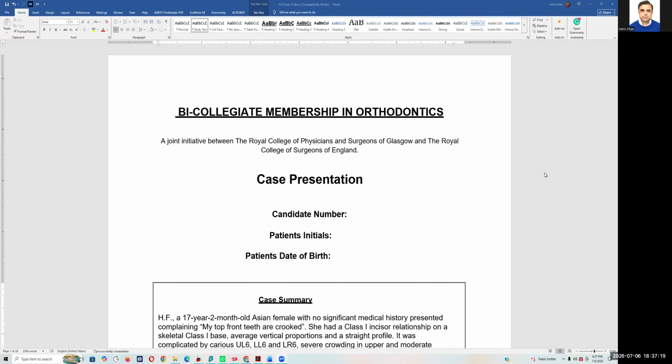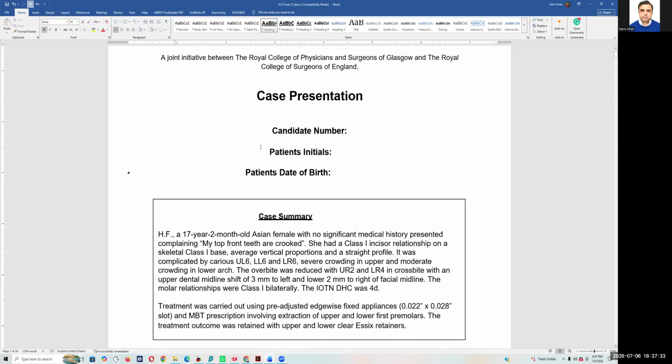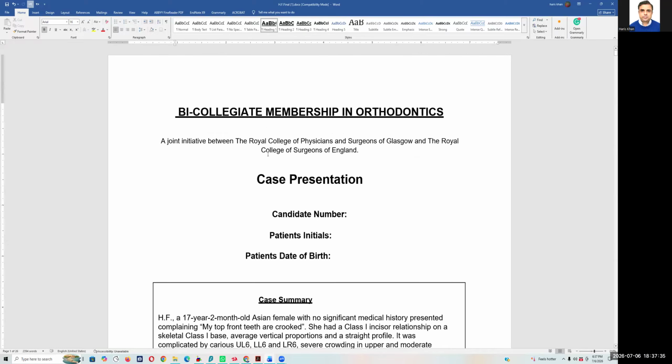So as I committed to a few people that I will make a YouTube video on how to do the write-up for RCS England and Glasgow, because it's a bi-collegiate exam, right, for Glasgow and England. These are the basic things: both Glasgow and England have the same template, and this template can be found on their website. So first of all, what I noticed is the template which is present on the website.